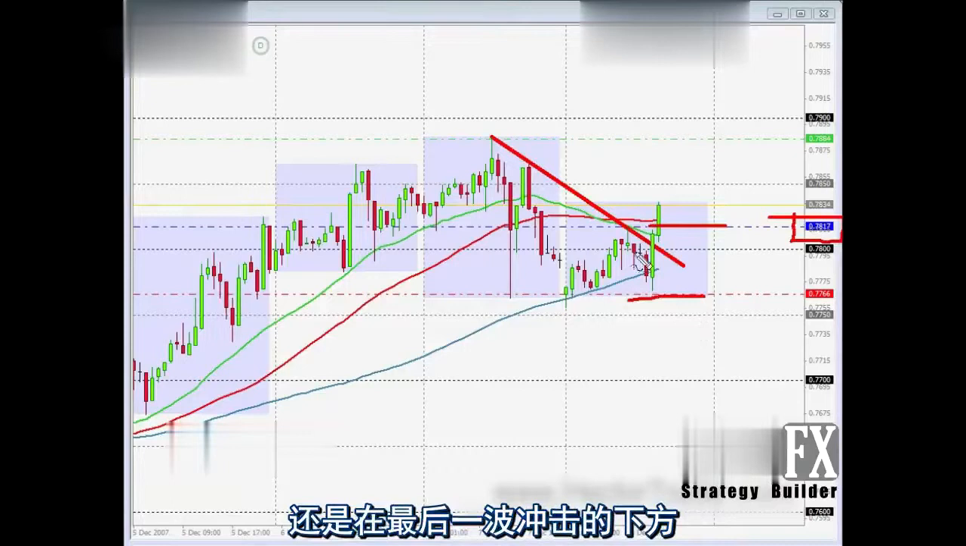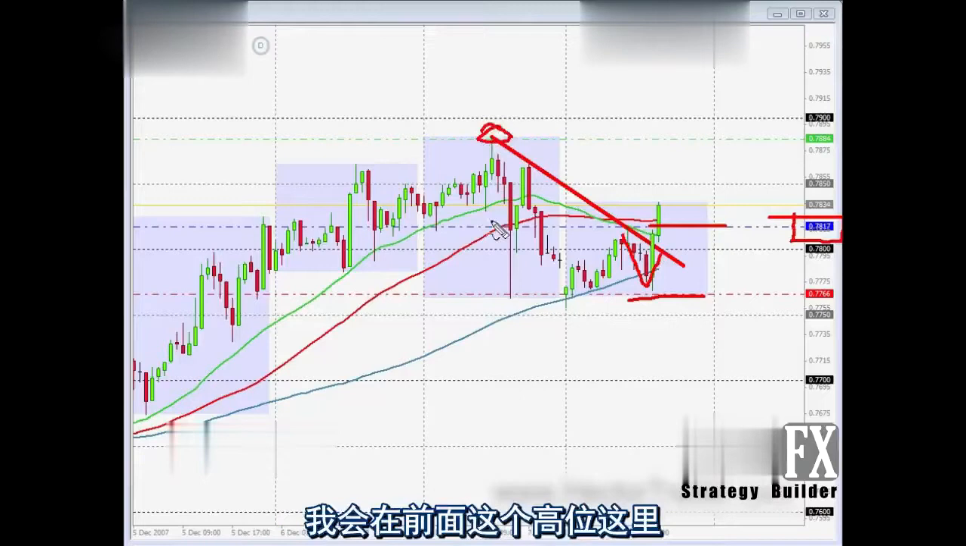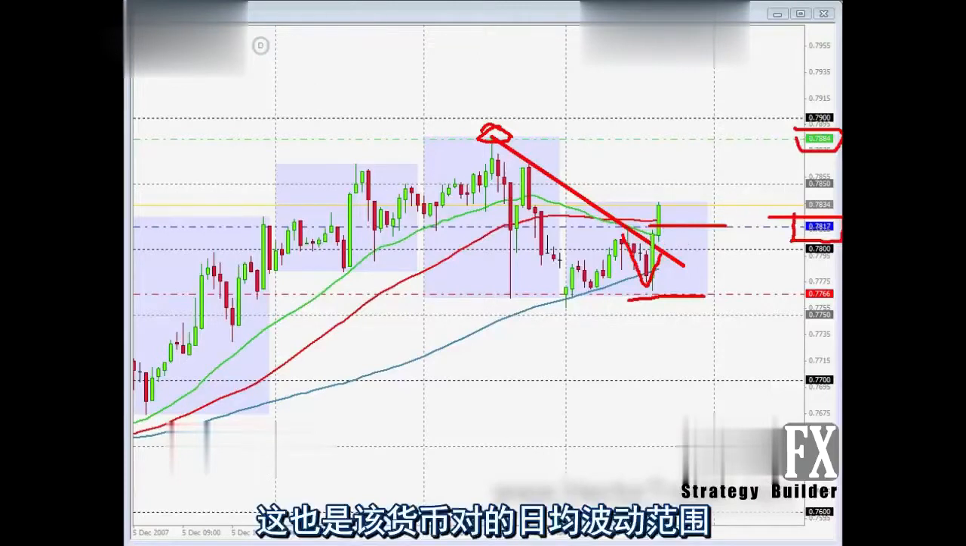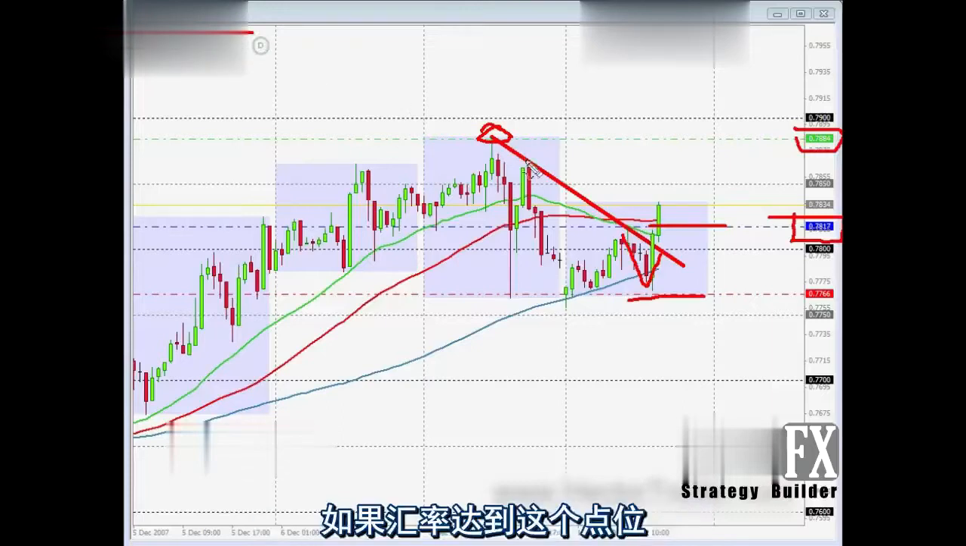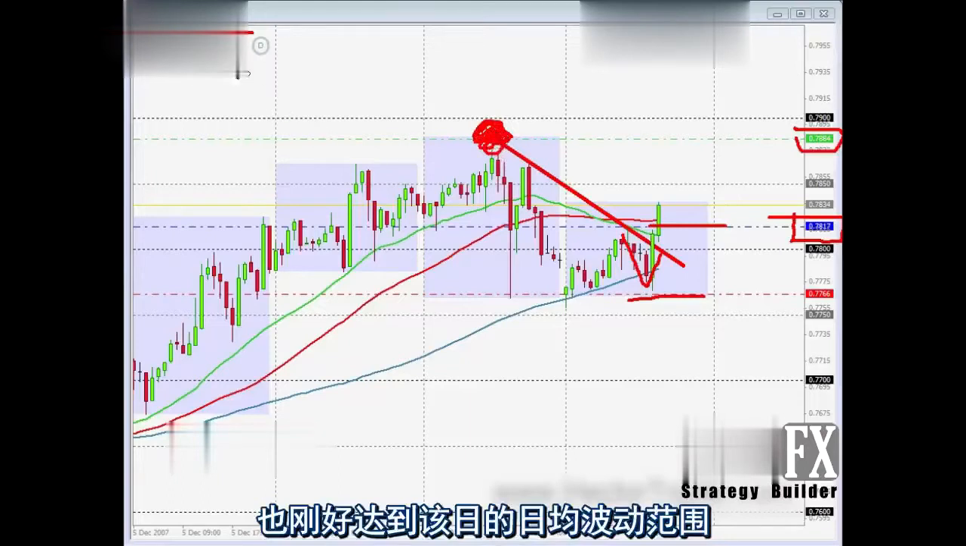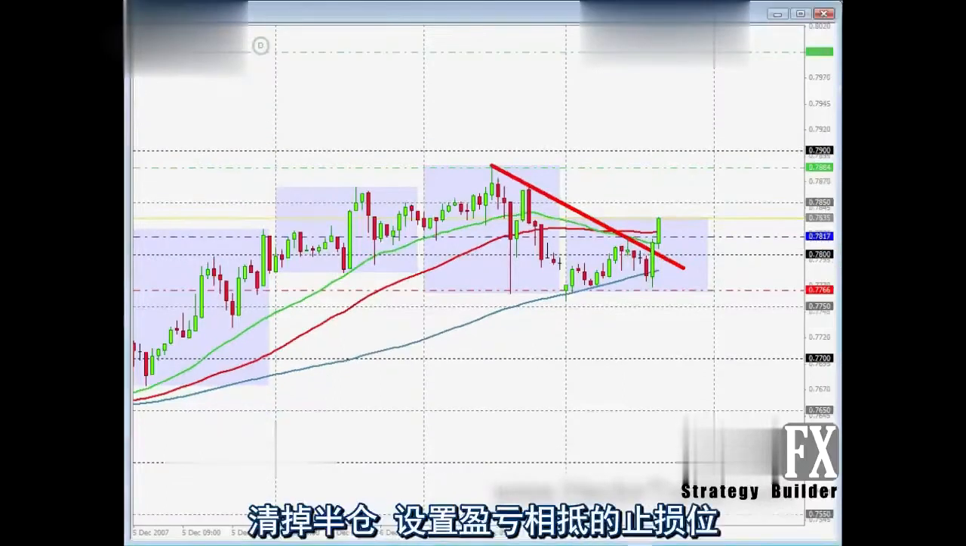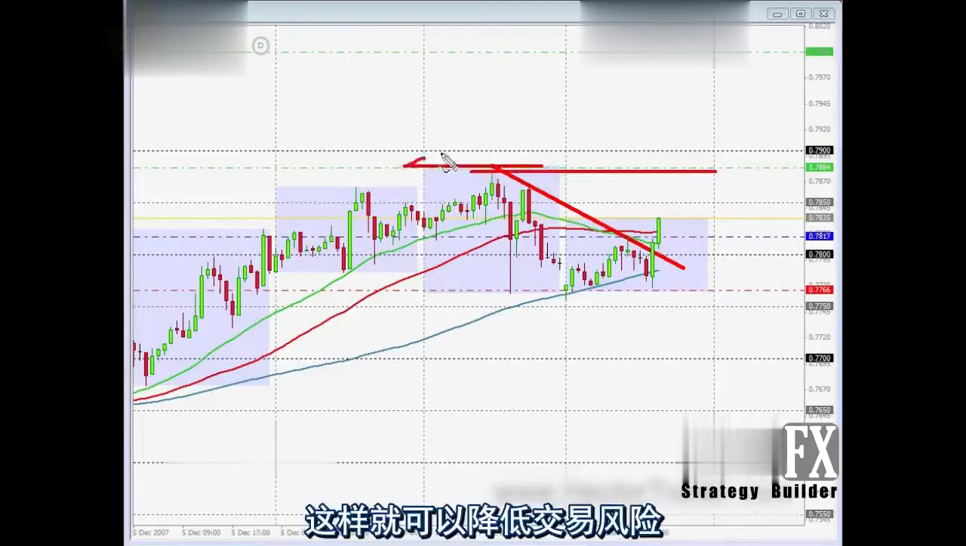below the last pullback. I'm going to take half of my position out at the previous swing high, 0.7884, which actually comes around the average daily range for this currency pair very nicely. We are going to be hitting the previous swing high just as we meet the average daily range for this currency pair, and that's always nice to see. Scale out a little bit of your position and move stop to break even as the average daily range and previous levels of resistance are met, in order to offset a little bit of risk on this trade.